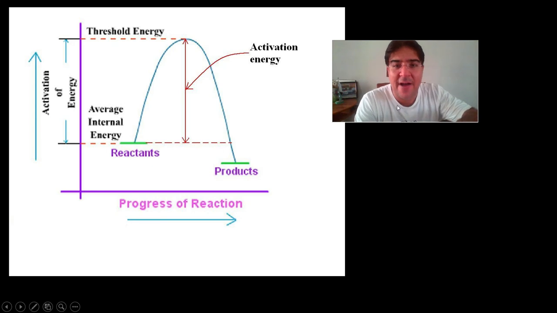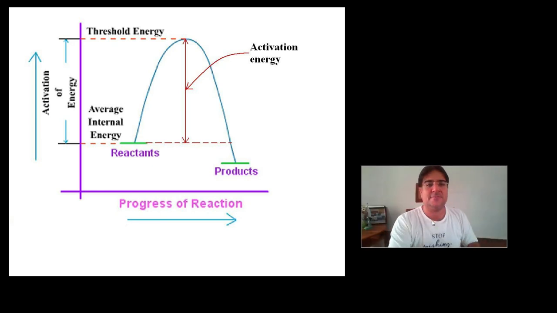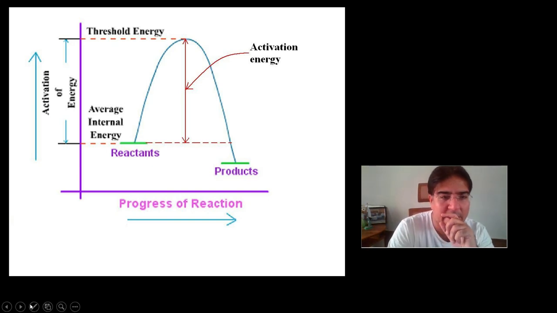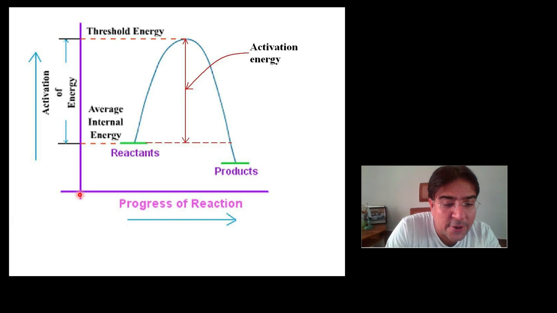Now with the help of a graph, I will try to make you understand this. I will use some tools here. Now this is 0. Everyone look at the screen. Where the two purple lines collide, this is 0. This is the origin. And the y-axis shows the energy. From this point to this point, this is the amount of energy that reactants are providing. It's called average internal energy or AIE.